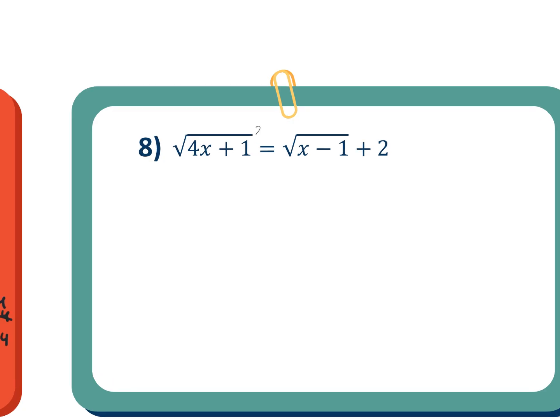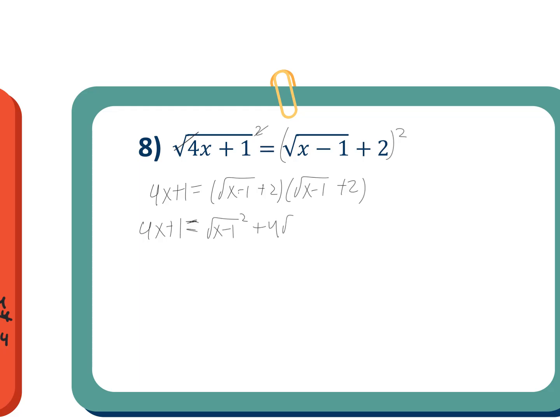It's already isolated, so I can just jump right into squaring both sides. In doing this, the square root and the square cancel out. I get 4x plus 1 equals, I can square this by writing it twice and foiling it. So I get (the square root of x minus 1 plus 2) times (the square root of x minus 1 plus 2). All right, so I get 4x plus 1 equals, foiling this, I get the square root of x minus 1 squared, plus 4 square root of x minus 1.